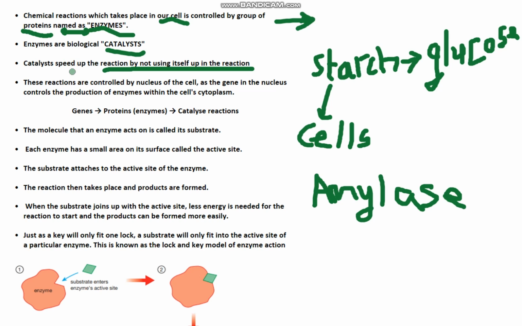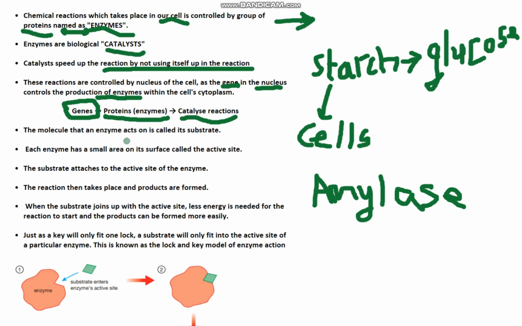Then these reactions are controlled by your genes. The genes' main job is to create protein. So in our nucleus, it all makes sense. In the first video, I said the nucleus controls the activity of the cell. I also meant that it controls the reactions within the cell, if you remember. And the nucleus contains genes. Our genes provide characteristics and also control many things within our cell, and one of those things is the production of enzymes, which catalyze the reactions within our cell cytoplasm. So genes within our nucleus produce proteins which are named enzymes, which are biological catalysts, and they cause catalyzed reactions.